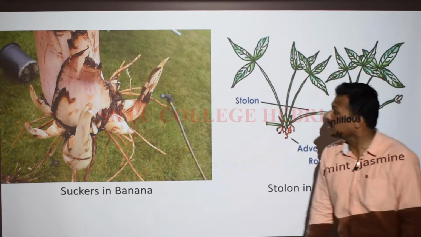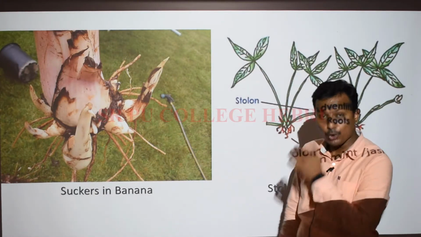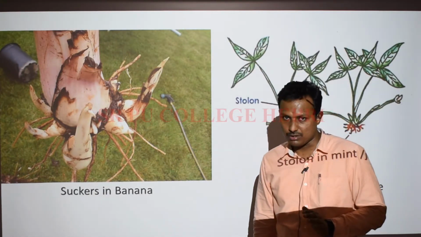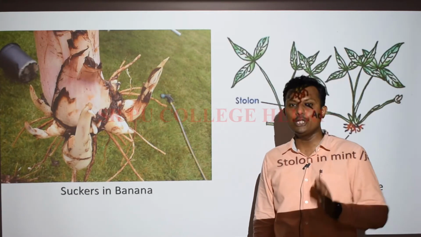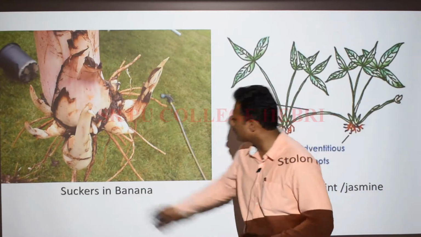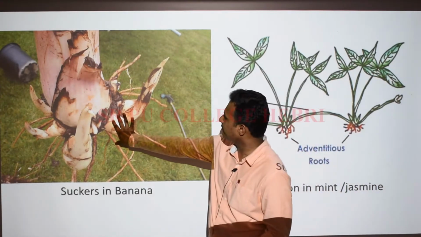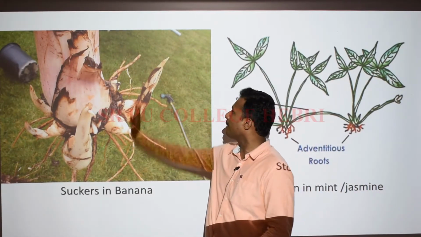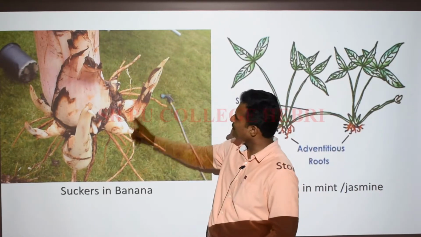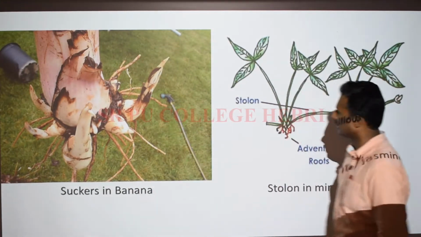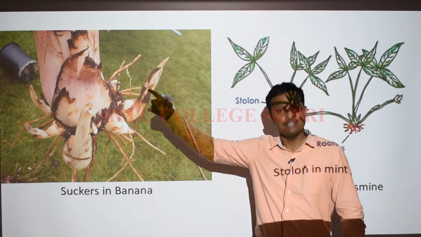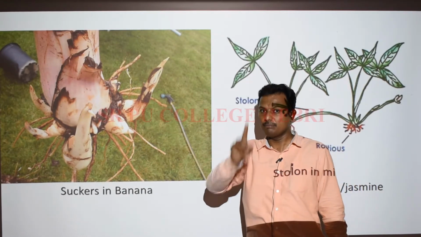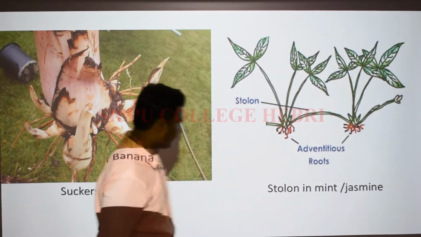See, sucker in banana, I had told you, is a modification of the stem for perennation or for vegetative propagation, as we see in the case of banana. So this is a part of the stem, underground stem, which grows obliquely upwards. Yes, so this is what is called a sucker in banana. This can also be seen in the chrysanthemum, sevantige. It is very important for you to remember the examples. I have already mentioned that, right?